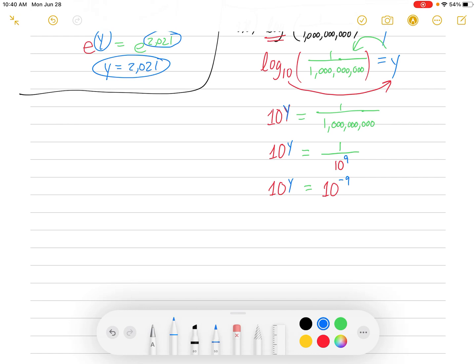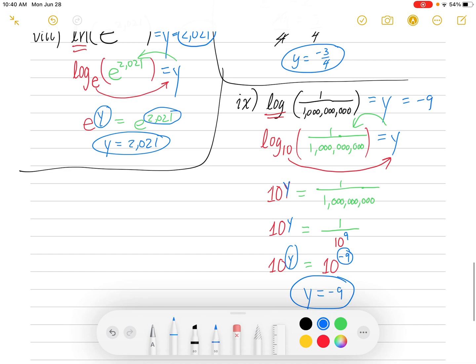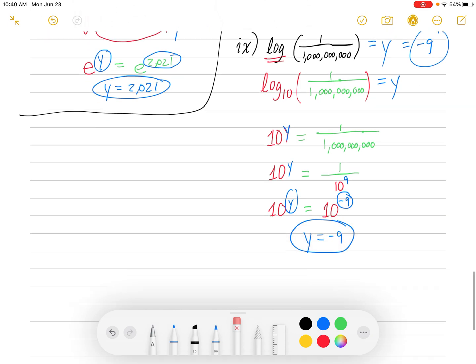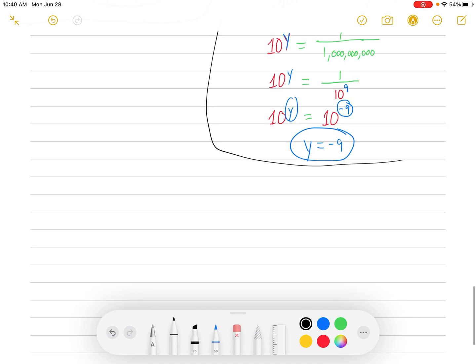So then we're going to rewrite this so that everything's on top. On the right side, I'm going to rewrite 1 over 10 to the 9th power as 10 to the negative 9th power. When you have something on the bottom, you can take it up top and make the exponent negative. So now I can just match up my exponents, y and negative 9, so I get y is negative 9. That's my answer there. Negative 9.